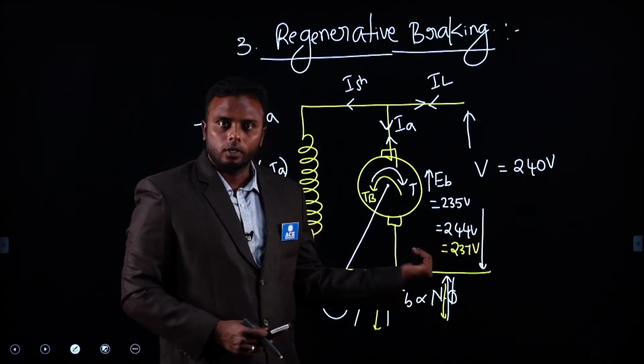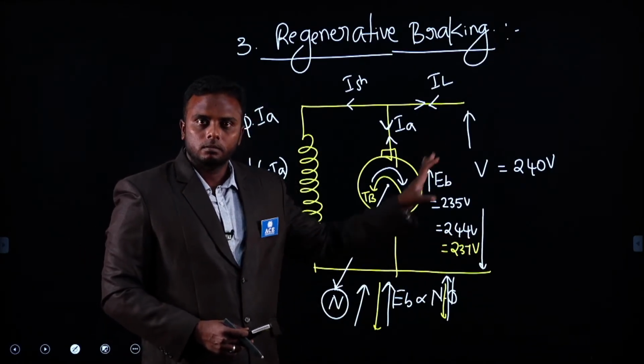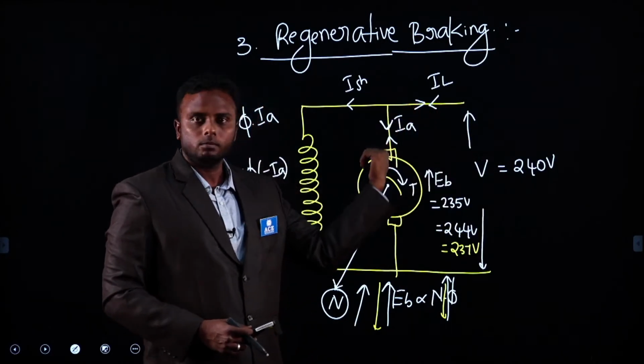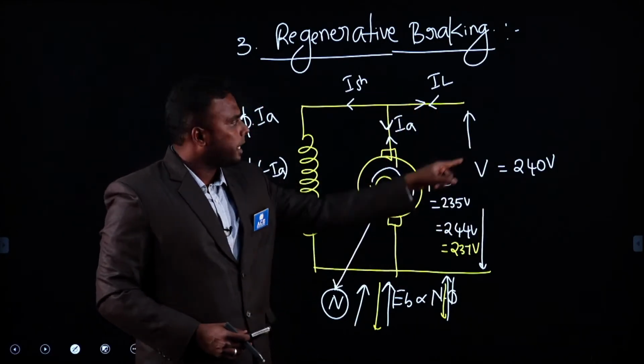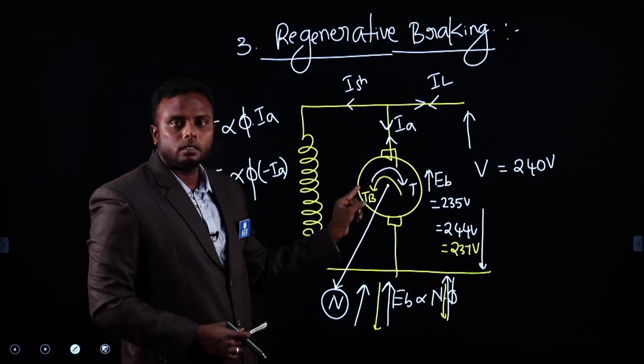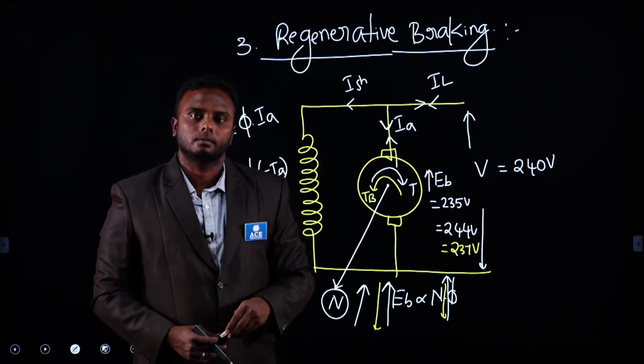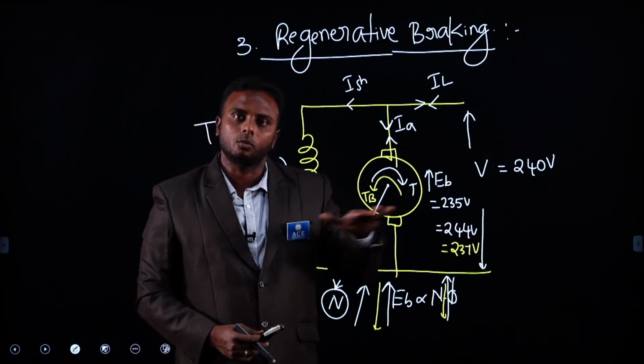Once it comes below 240, again which voltage is greater? This one. So again current will flow from supply to armature. As the current IA reverses again, the braking torque becomes normal motor torque again. It will continue to run as a motor.